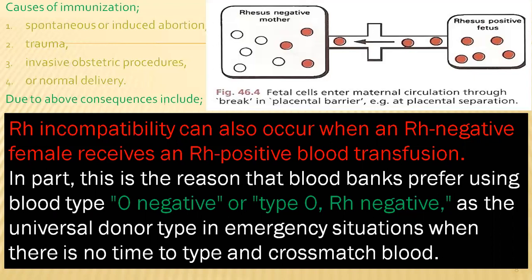So this is the other mechanism that can result in more production of rhesus antibodies. In part, this is the reason that blood banks prefer using blood type O negative, or O rhesus negative, as the universal donor type in emergency situations when there is no time for typing or cross-matching of the blood. O negative is the universal donor, meaning that it won't stimulate the immune cells to produce antibodies against it. You don't want antibodies against the rhesus antigen, or against the A antigen or the B antigen. So this is the perfect blood to use in an emergency, because you don't have to do all that blood typing and cross-matching that will waste time.